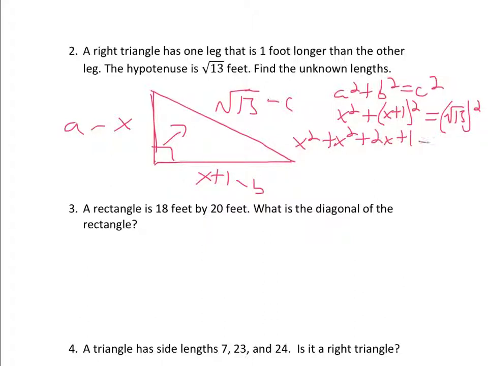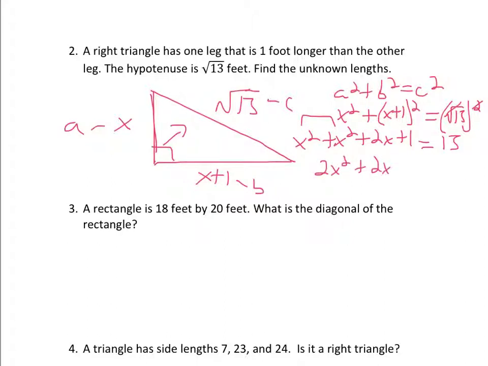Okay, and square root of 13 squared, the squared and the square root just cancel each other out, and you're left with 13. Okay, so we can get all the x's together. You combine these like terms. So we have 2x squared plus 2x.